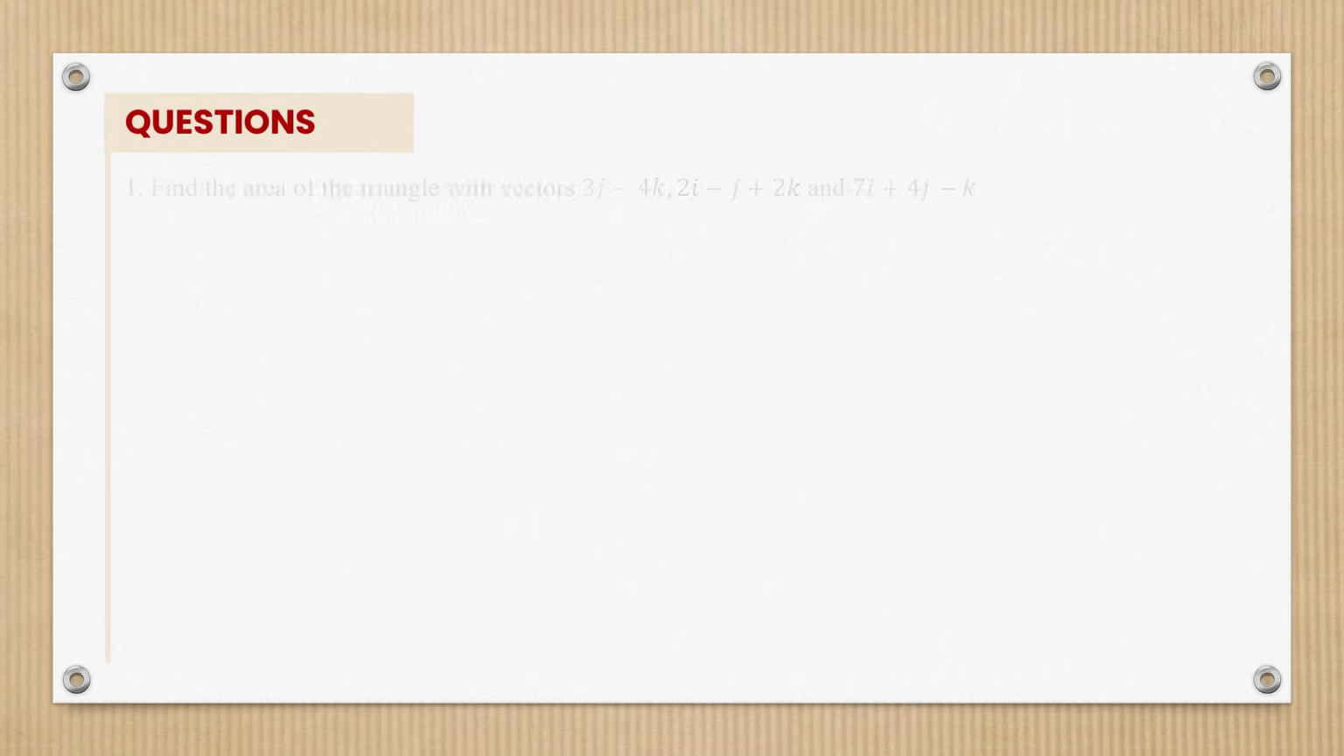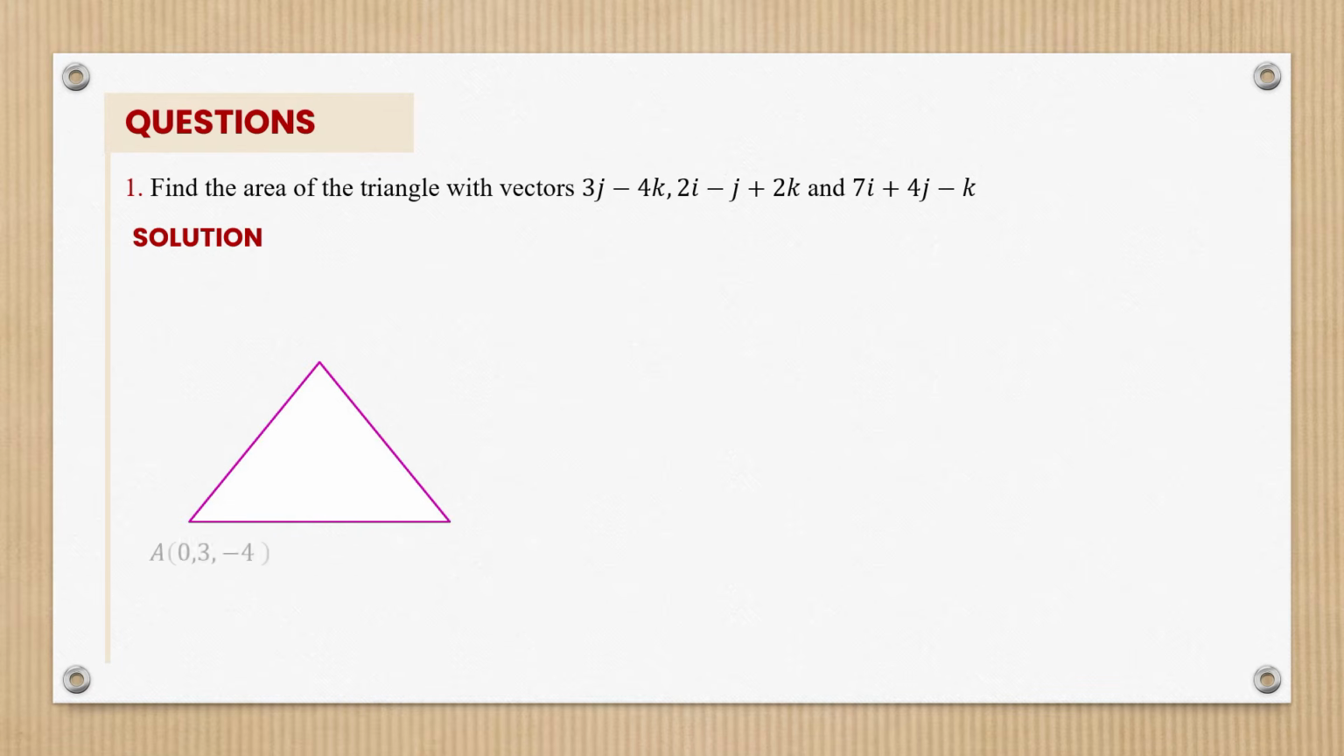Let's look at some questions. We've been told to find the area of the triangle with vectors 3i minus 4k, 2i minus j plus 2k, and 7i plus 4j minus k. Let's first draw the triangle ABC.